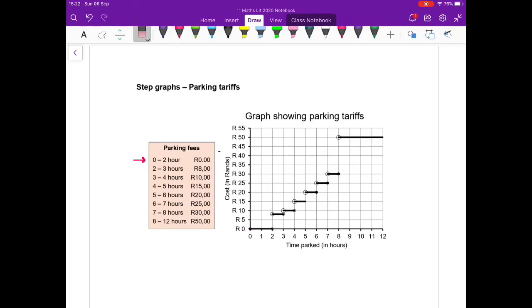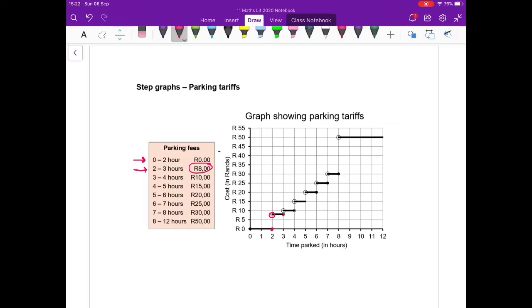Thereafter, in the next hour, so for the next 1 hour, if I park anything over 2 hours, so for example 2 hours and 1 minute, I am going to be paying 8 Rand. So I may stay there from just over 2 hours to 3 hours, and it's including 3 hours. That's why this dot would be closed and that dot would be open, because I'm paying the tariff down here, which in the case of 2 hours is 0. So I pay nothing for the first 2 hours. Then for the next hour, I pay 8 Rand.